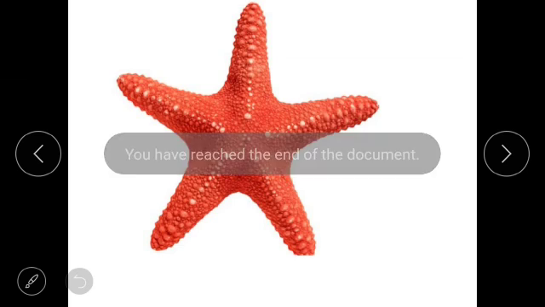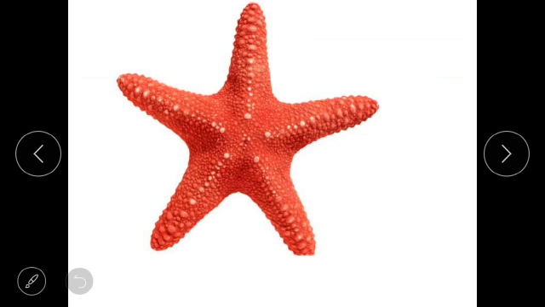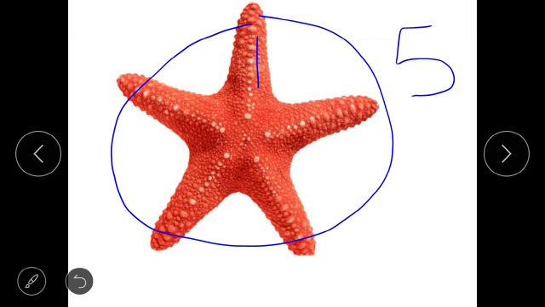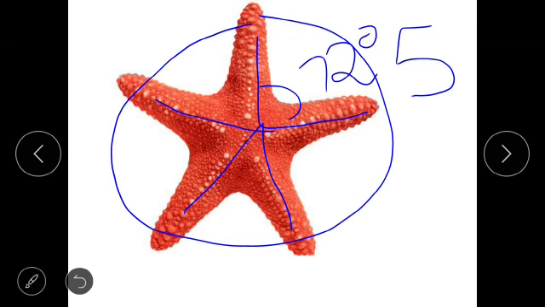Here are some real life examples. That is the example of a starfish. Now you can easily say that it has an order of rotational symmetry of 5, because when rotated through 360 degrees, each time it is rotated through this angle, that is 72 degrees, it fits onto itself. It is 1, 2, 3, 4, 5.